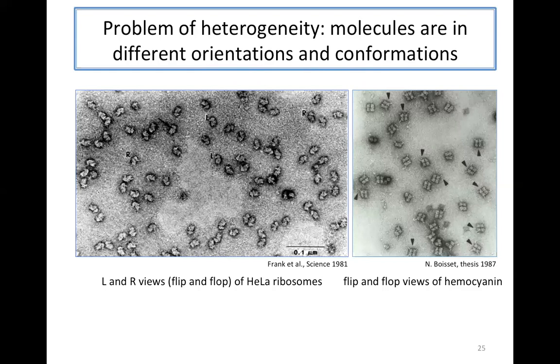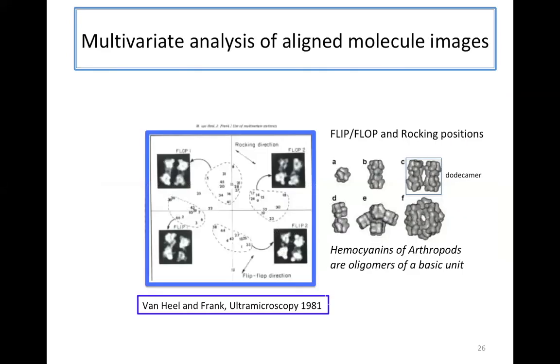But the next big problem is the problem of heterogeneity. The molecules are in different orientations and conformations. And here are examples from the ribosomes that I just showed you that were in left and right facing views. And then there were the flip and flop views of hemocyanin and the rocking behavior, which is another example. Hemocyanin was very important at the beginning because it was a molecule with which one could really develop these kinds of classification techniques.